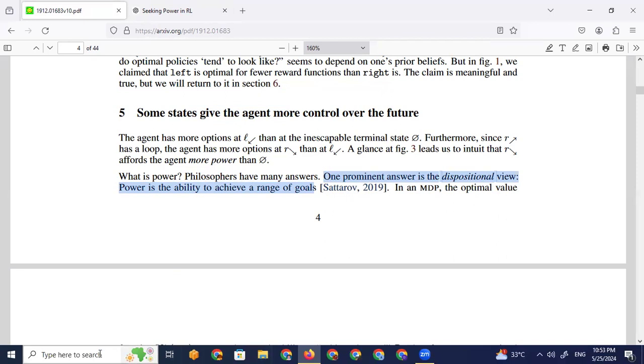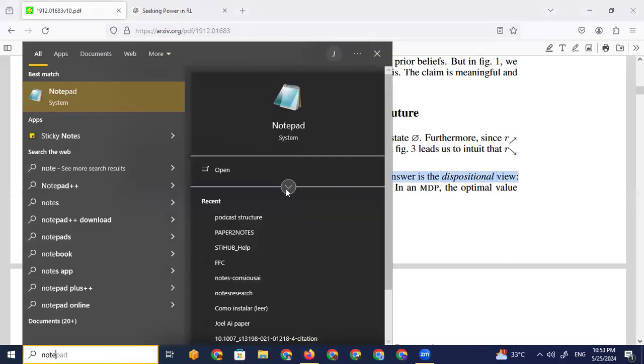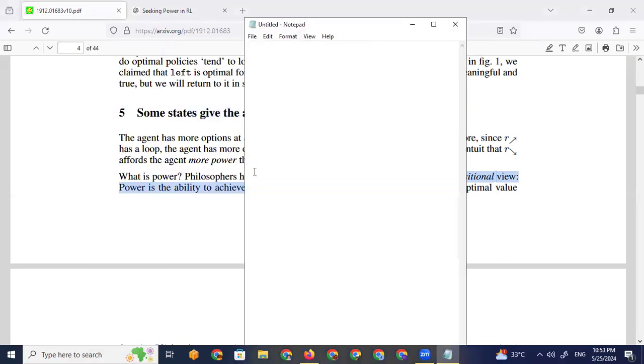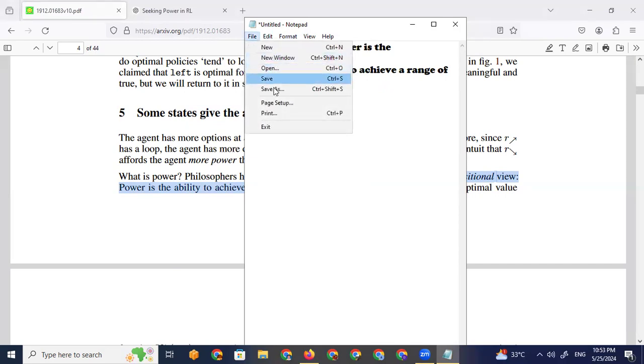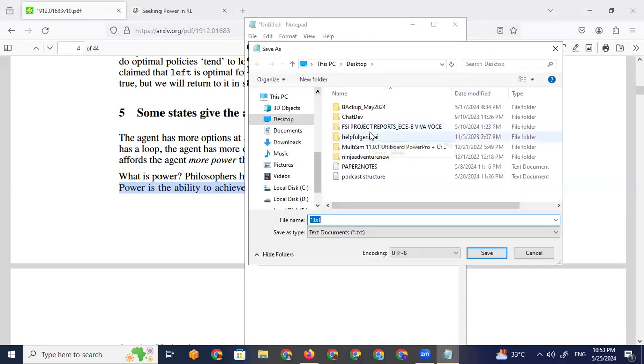We'll just use a new notepad and I'll just save it as optimal policies power. I'll use something like that.